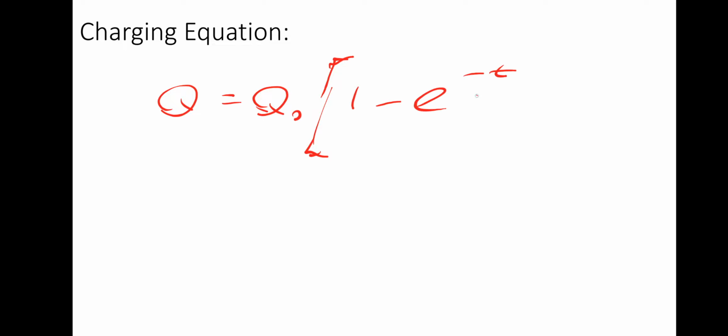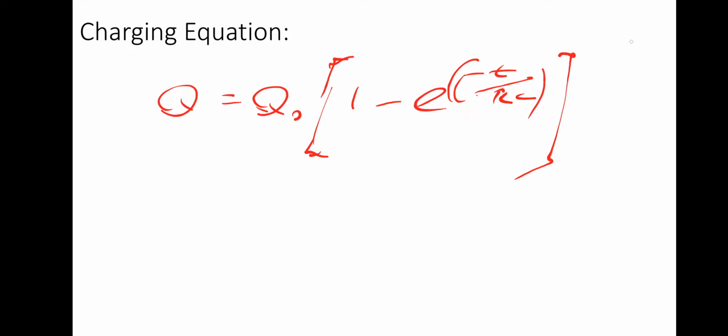So the charging equation. If you're charging a capacitor, the equation is as follows. Charge is equal to the maximum charge, then brackets, 1 minus e to the minus t over rc. Essentially, whatever number you would normally get doing e to the minus t over rc, you have to do 1 subtract that. So say you've got 0.3, you would have to do 1 minus 0.3, which would essentially just give 70% of the remaining charge, if that makes sense.